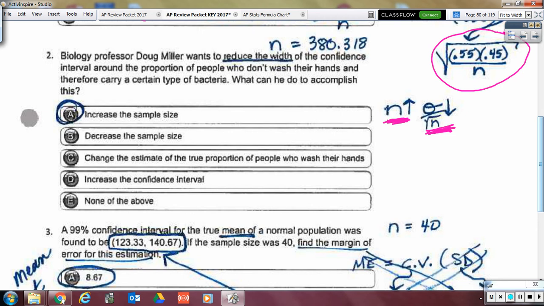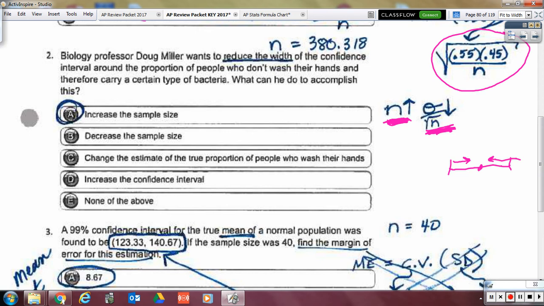Okay, so number two, we want to reduce the width of the confidence interval. So think about the things that reduce this confidence interval. You can reduce your confidence and make it smaller. You can, if n goes up, then that standard deviation goes down, and that will shrink it in and make it less varied. So n goes up, standard deviation goes down.